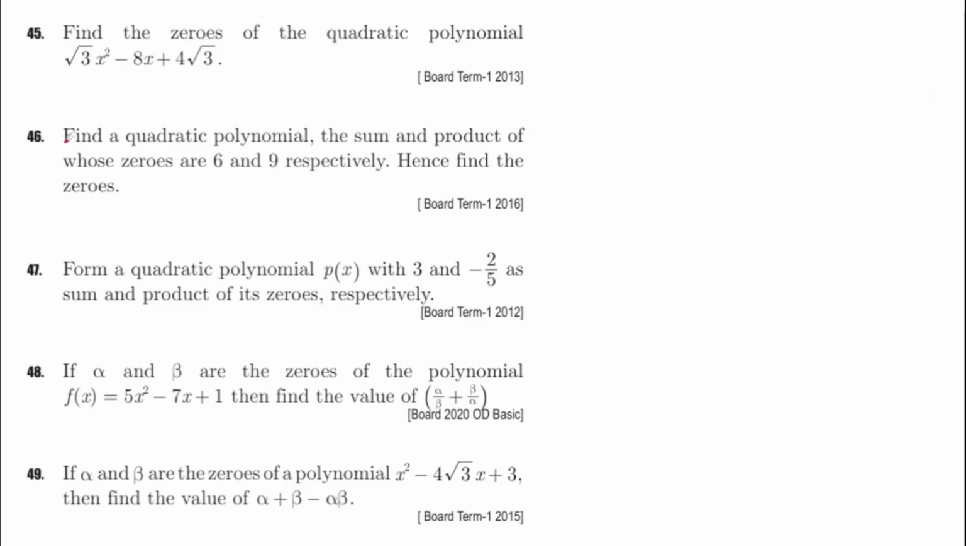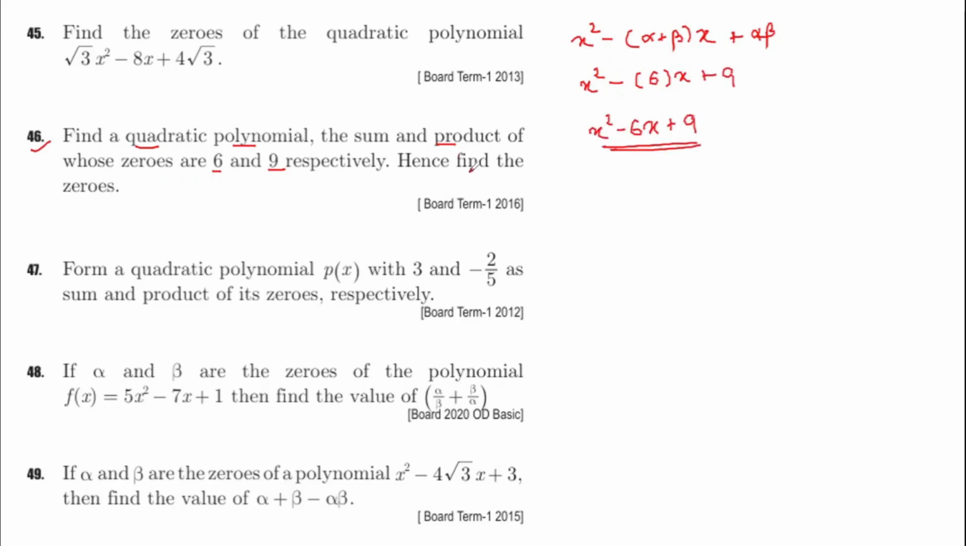So let's move to the next question, that is question number 46. In this question, we are asked to find a quadratic polynomial whose sum of the zeros is 6 and product of the zeros is 9. We have already discussed that the structure of the quadratic polynomial is x square minus (alpha plus beta) x plus alpha into beta. So in place of alpha plus beta, 6 is given to us, so we put 6, and here we put 9. Now this will give us x square minus 6x plus 9. So this is the polynomial.